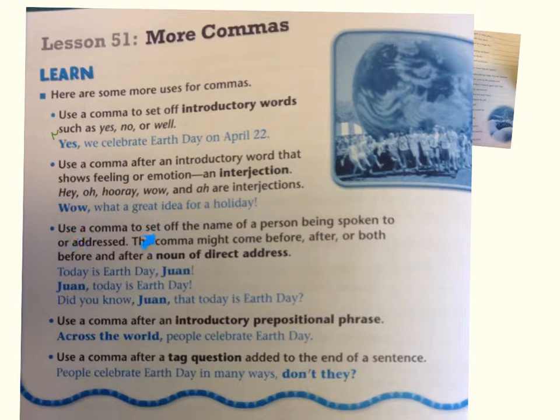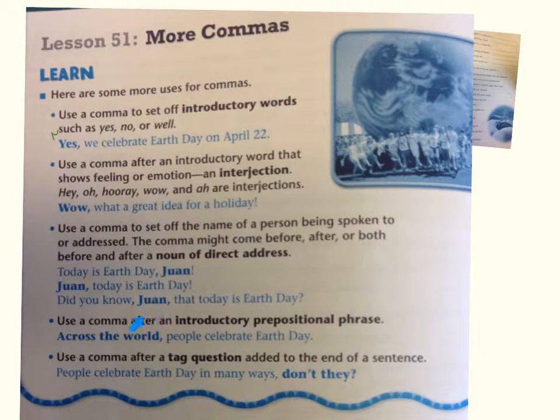Next, it says, use a comma to set off the name of a person being spoken to or addressed. The comma might come before, after, or both before and after a noun of direct address. So you have one here where someone is being talked to at the very end of the sentence, so you have the one comma. Right here at the very beginning of the sentence is who they're talking to, with a comma.